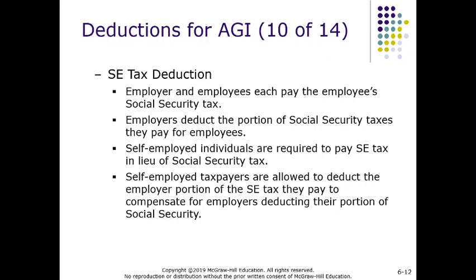Well, if you're self-employed, you're responsible for all, right? So in order to give equity to self-employed individuals, Congress has given self-employed individuals a for AGI deduction for the 1/2 of the self-employment tax. So in essence, by doing that, they're giving equity to self-employed persons with employed persons.